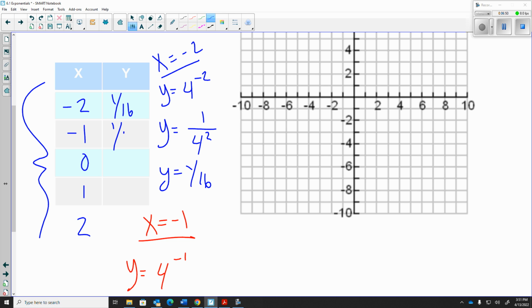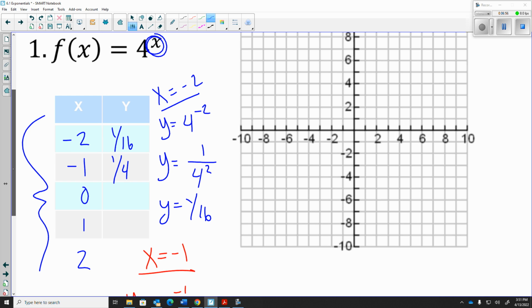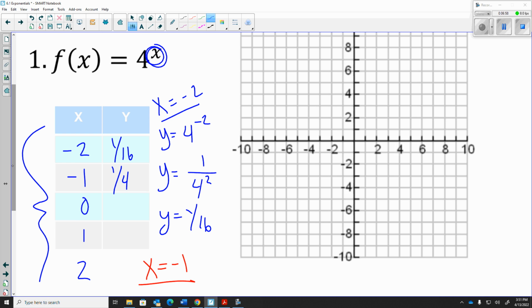All right, the last three values, guys, I bet you could do them in your head. Think about it. What happens if you plug in 0? Well, that would be 4 to the 0 power. What's that? Well, that was one of our rules, right? Anything to the 0 power is 1. Doesn't matter what it is. It could be 4, it could be 10 million. Anything to the 0 power is 1. So if you plug in 0, you get 1.